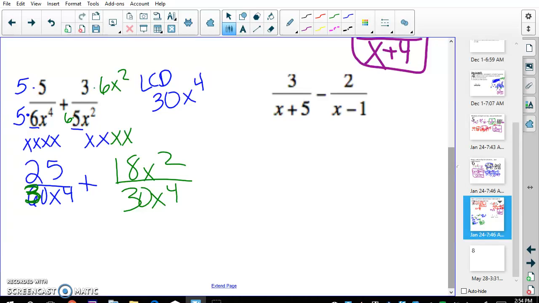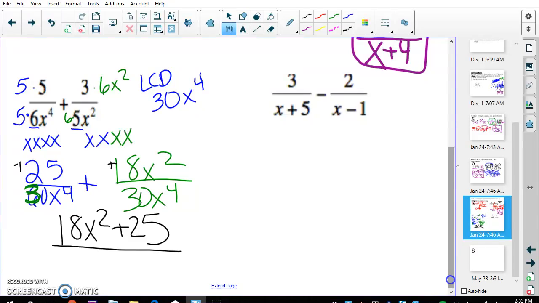Now, can I actually add the 25 and the 18x squared? I can't. They just have to sit next to each other, I can't combine them. The best I can do is 18x squared plus 25. You always write them in standard form, which means the thing with the biggest exponent comes first. So that's why I put the 18x squared first, and then the plus 25. And I can do that.